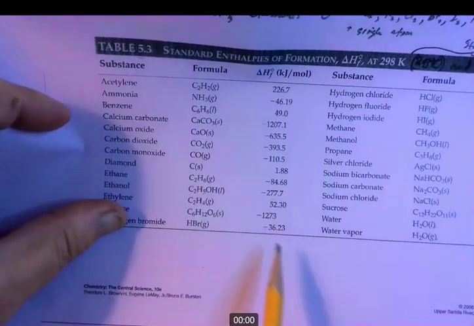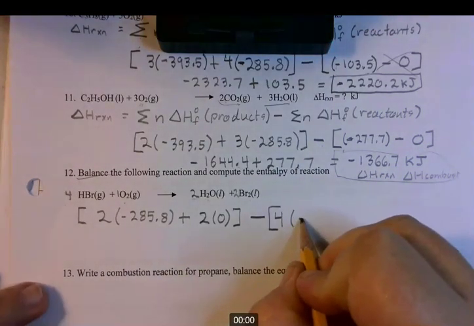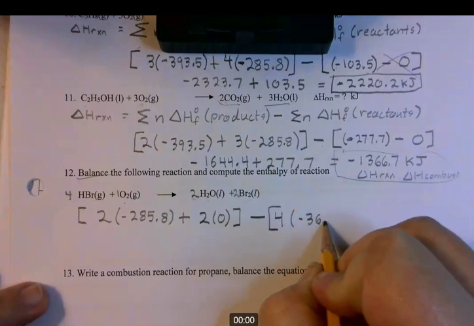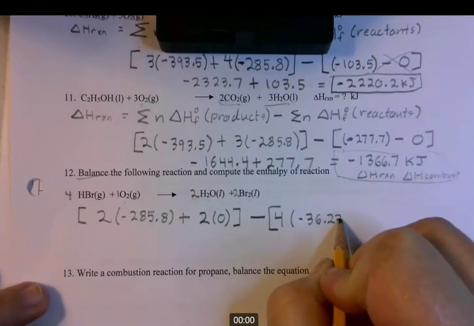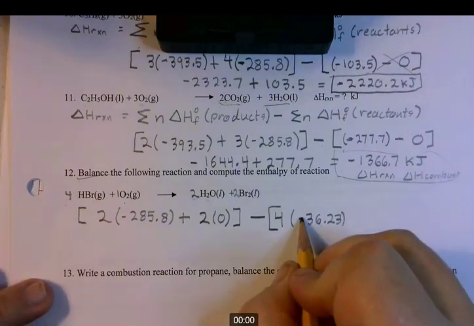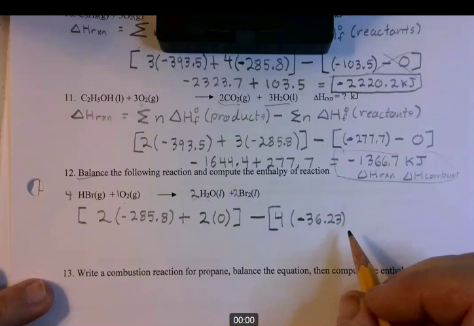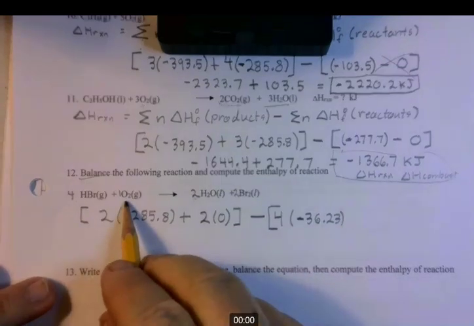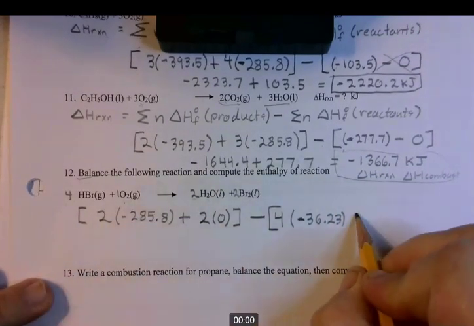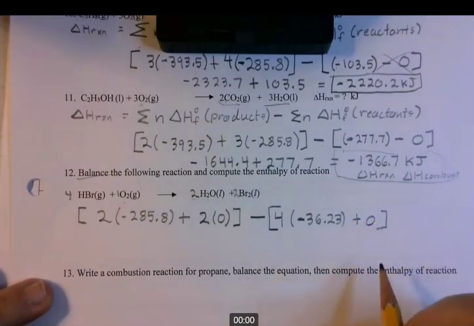HBr. We just saw that a moment ago. It's negative 36.23 from the purple sheet. You got a lot of sheets now, but just practice, practice, practice, and you get used to manipulating them, handling them, and moving them about. Okay, plus there's O2 again, and we know that's going to be a 0. So now we can close that bracket.